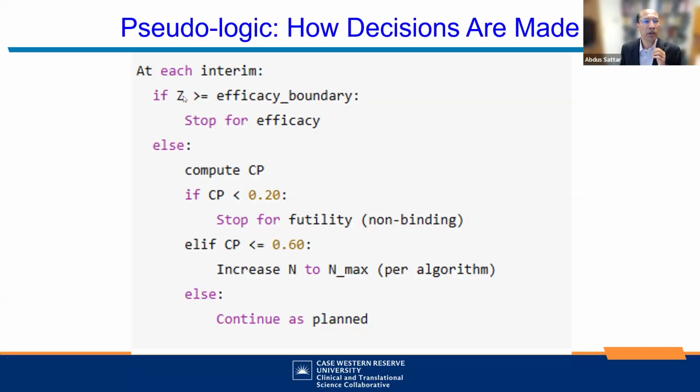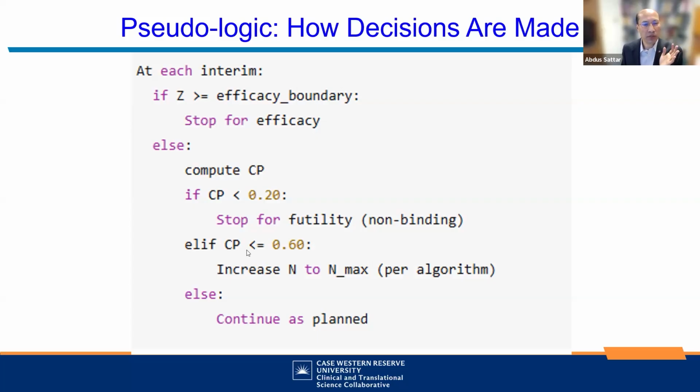And at each interim analysis, if we find the computed Z is greater than the efficacy boundary, then we can stop the trial. Otherwise, we will compute the conditional probability. If the conditional power is less than, say, 0.20, this cut point is also pre-specified ahead of time, generally 10 to 20%, then stop for futility.